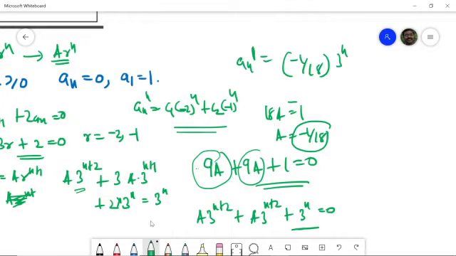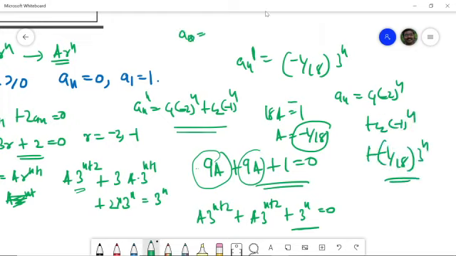So your final solution would be a_n is equal to c1 into (minus 2) raised to n plus c2 into (minus 1) raised to n plus 1 by 18 into 3 raised to n. In order to find c1 and c2, you can use the initial conditions, which say that a0 is equal to 0 and a1 is equal to 1. You can substitute here.